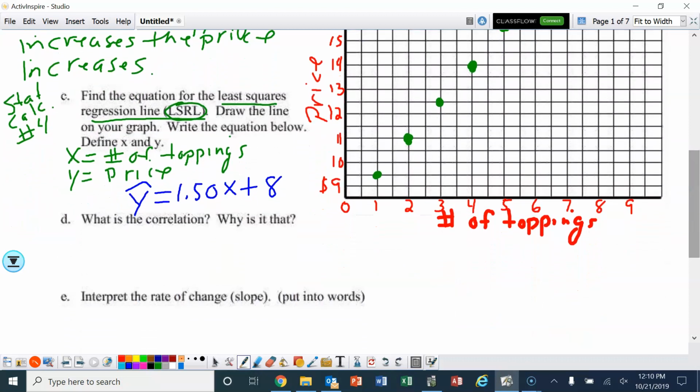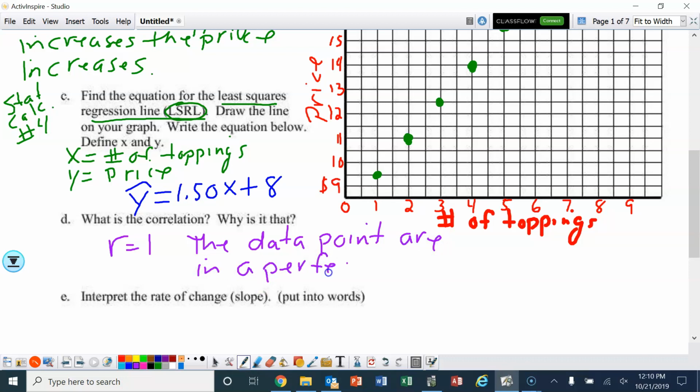So again, the correlation, we just saw that. The correlation is 1. Why is that? The data points are in a perfect positive linear line.